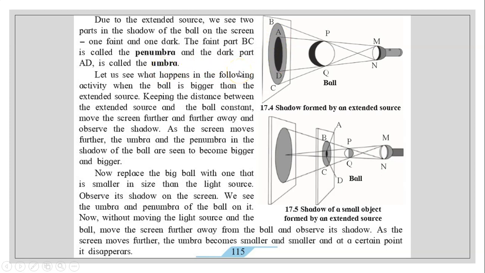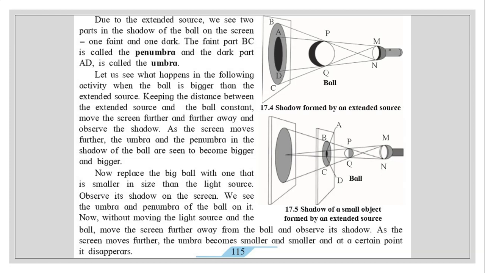Let us see what happens in the following activity when the ball is bigger than the extended source. So, this time we have a bigger ball and the source is small. Keeping the distance between the extended source and the ball constant, we move the screen further and further away and observe the shadow. As the screen moves further, the umbra and the penumbra in the shadow of the ball are seen to become bigger and bigger.